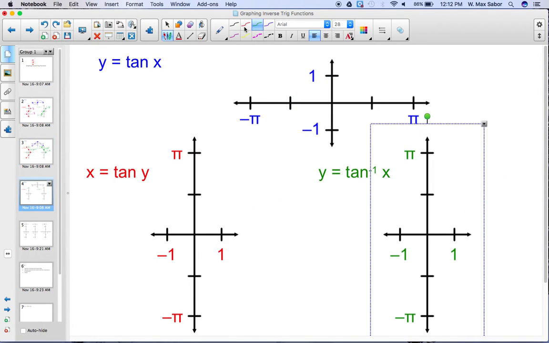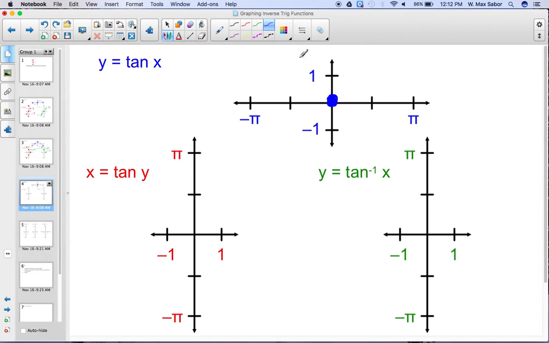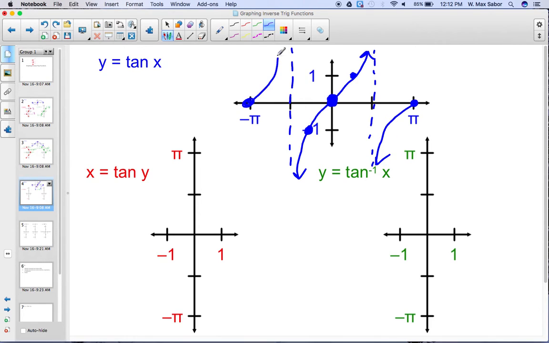What does tangent look like? Tangent starts at equilibrium and has asymptotes. The period is pi, and those asymptotes are half a period away from the equilibria. So this is what our tangent graph looks like. And then there's another equilibrium there, another equilibrium here. So this is generally what tangent will look like.